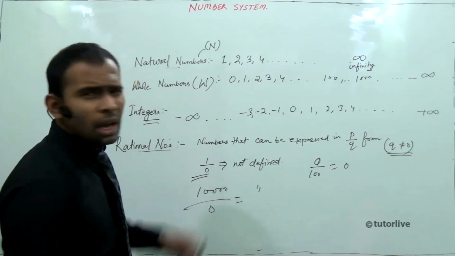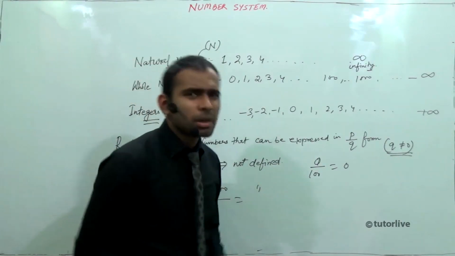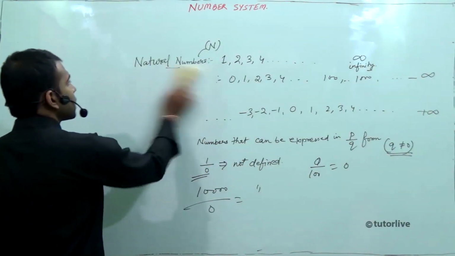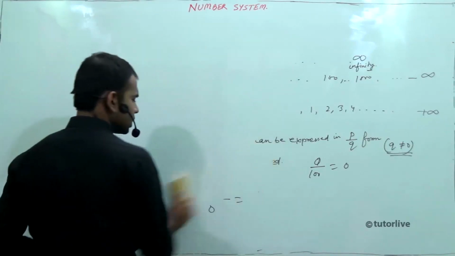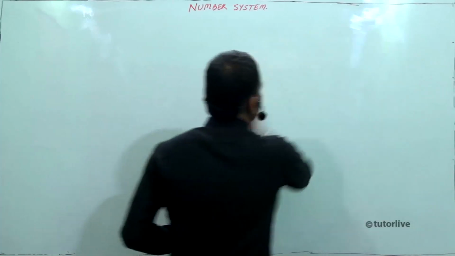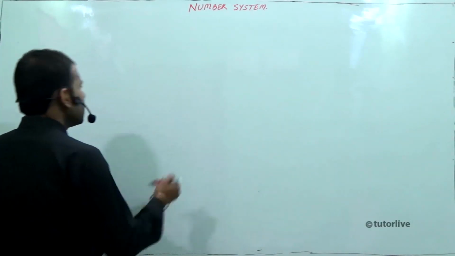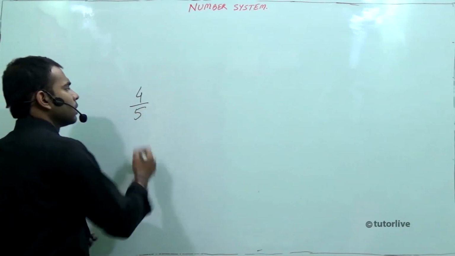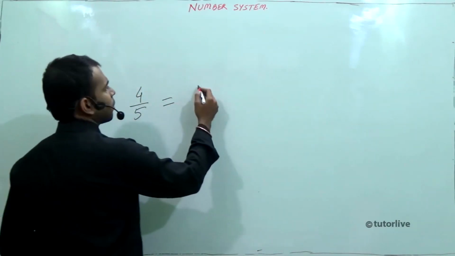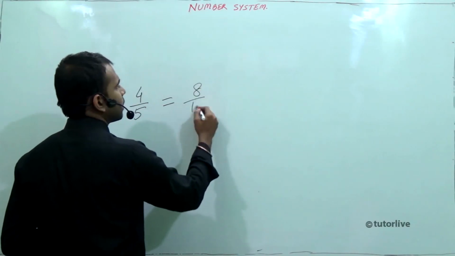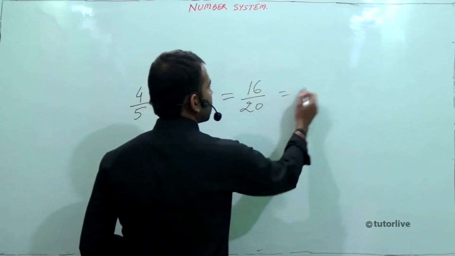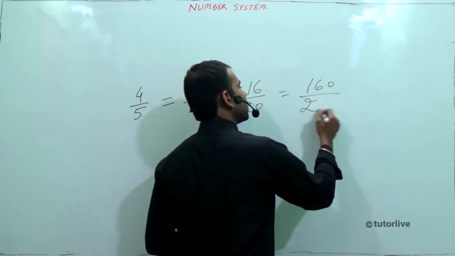Now you'll say, sir, what's the difference between rational numbers and fractions? I'll give you the answer. That's the first question that arises in every kid's mind, and I know you all, of course. So rational number 4 upon 5, can it be reduced to any form? Nope. Now we can write it as 8 upon 10, and then 16 upon 20, and then 160 upon 200, right?